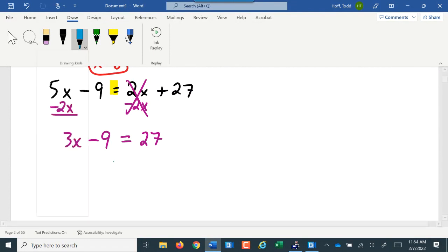Now we have the variable to one side. We've already combined everything. Nothing to combine. We're ready to solve it. So we're going to add 9. 3x equals 27 plus 9 is 36. And we divide by 3.